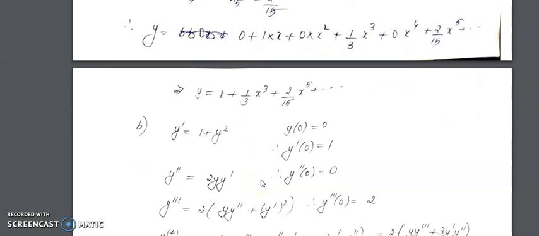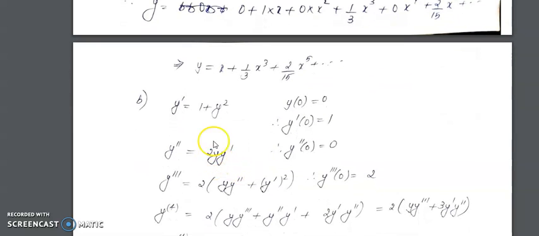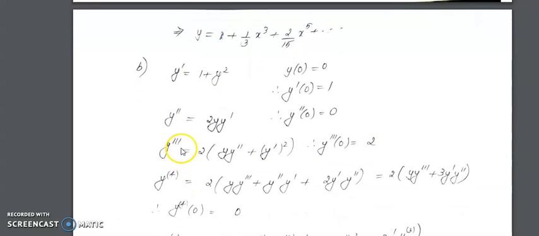Okay. Now let us do it by the second method. So y dash is 1 plus y square. So y dash at 0 will be 1, because y at 0 is 0. Now taking the second derivative, y double dash will be 2y y dash. So y double dash of 0 will be 0. Then take the third derivative. The third derivative is 2y y double dash plus y dash square. So the third derivative will be 2.